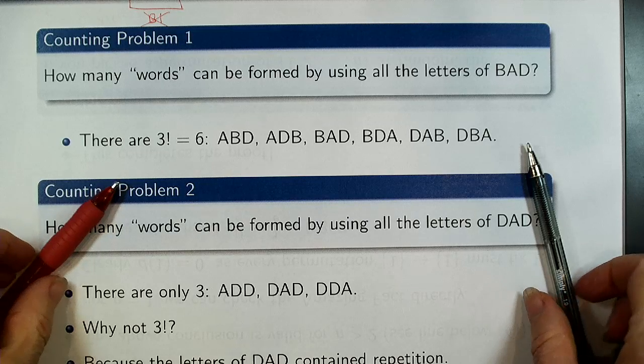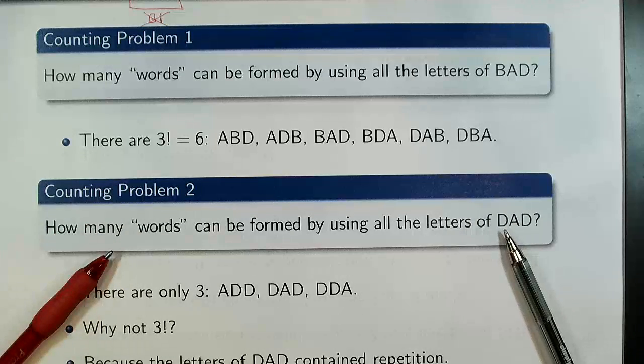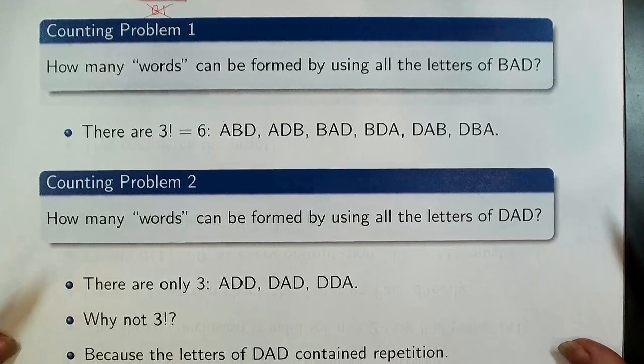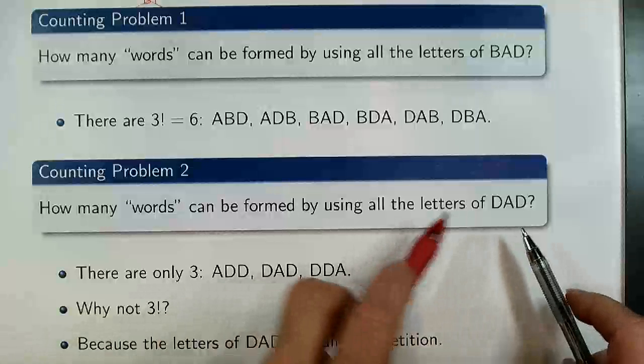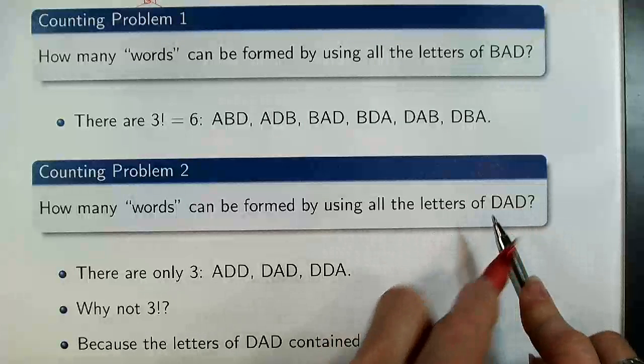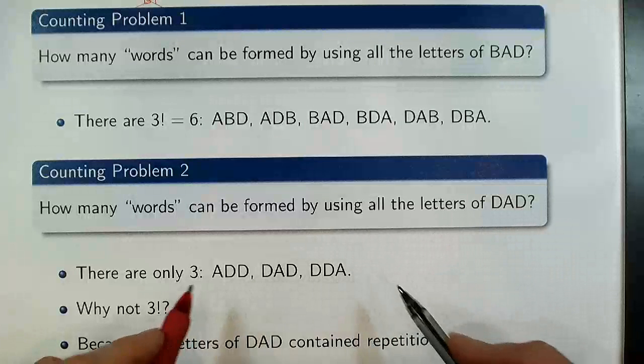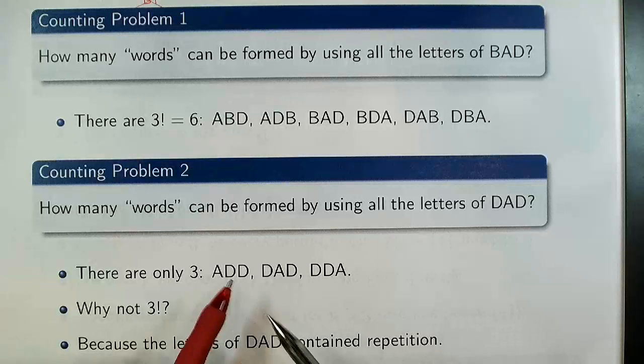All right, let's change the question. What if we look at the letters of dad? Because 2 letters are the same, we can only form 3 words. The answer's different. Okay, because if I swap that D and that D, I don't see any difference. It's the same. So we actually get half the number, because there's 2 Ds.